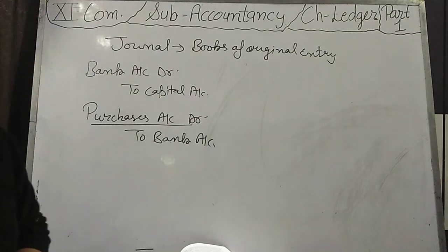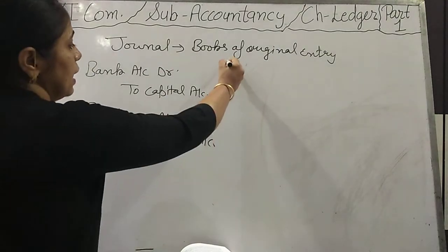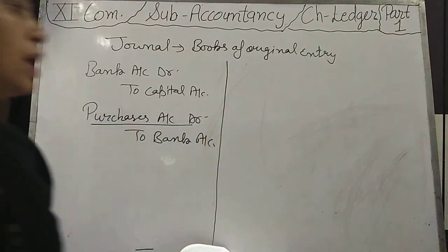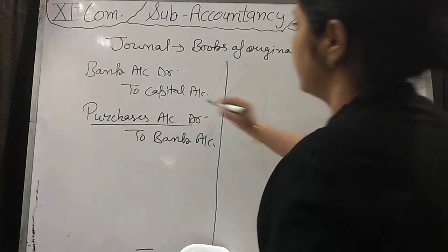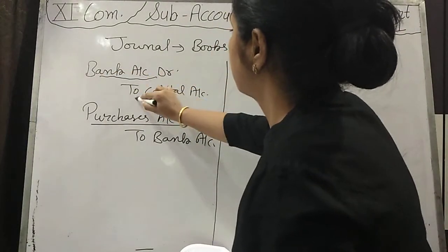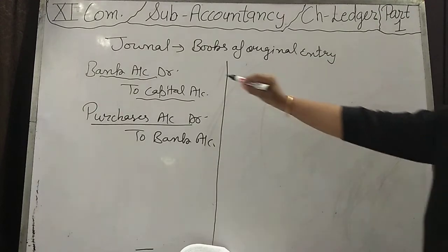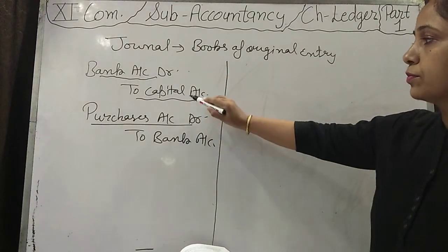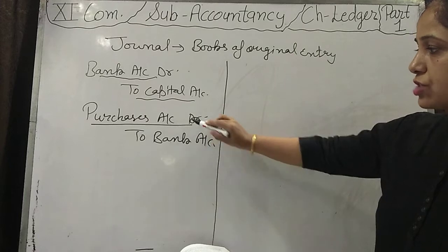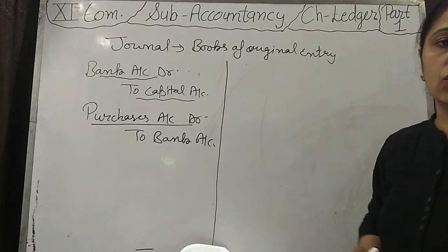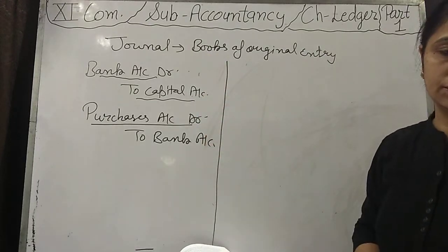Ledger में हम क्या करते हैं? We will prepare the account. We will prepare a T-shaped account of every account that we use in the journal. Like in journal we have used bank account, capital account, purchases account. So we will make a separate record of each account.